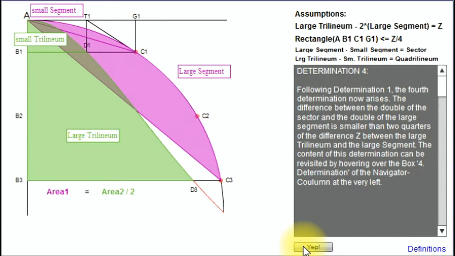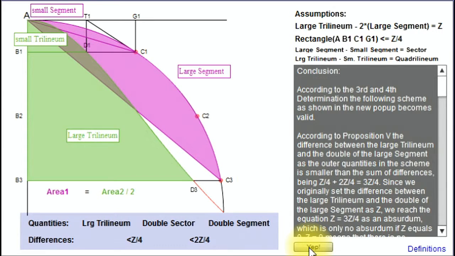And in the next determination, number 4, we say that the difference between the double of the sector and the double of the whole segment must be smaller than the double of a quarter of set, because we said that the small segment is already assumed to be smaller than a quarter of set. When we make the difference of all the doubles of this area, so we double the large segment and subtract from it the double of the sector, we should get the double of the small segment, and hence we assume that this leads to a quantity which must be smaller than 2/4 of set.